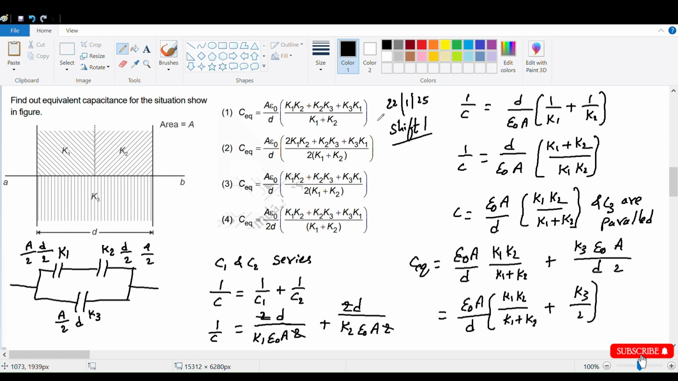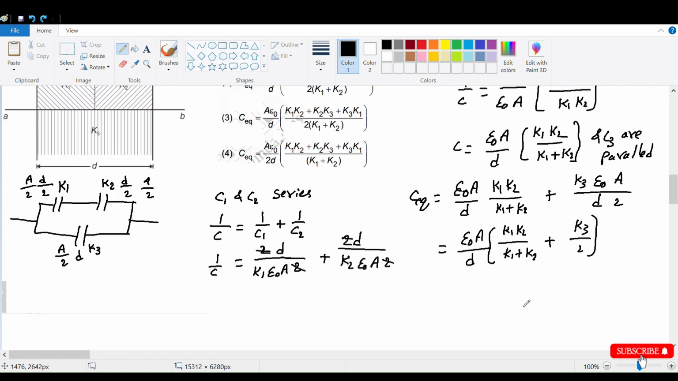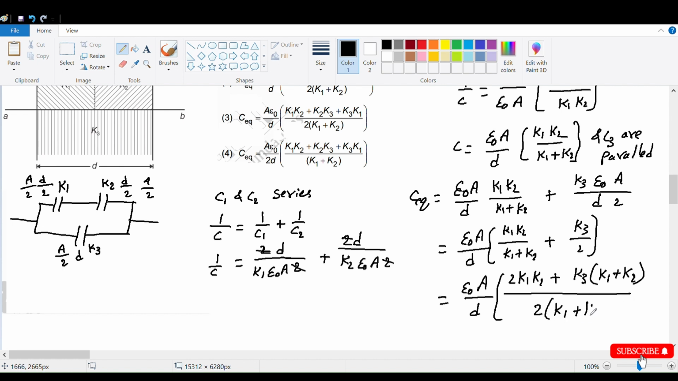So epsilon naught A by D, three options are there. You should take the LCM here. So 2 K1 K2 will come. I think it is very clearly visible if you take the LCM here. Epsilon naught A by D, then 2 K1 K2 plus K3 times of K1 plus K2, you see, here the LCM is 2 into K1 plus K2.